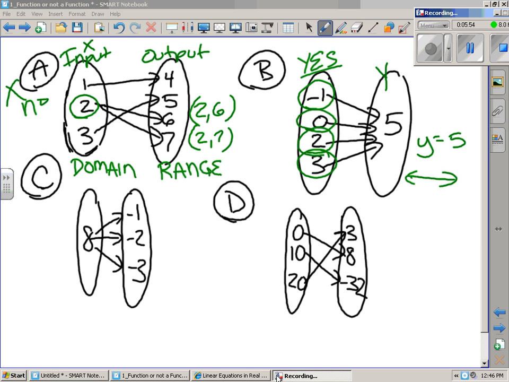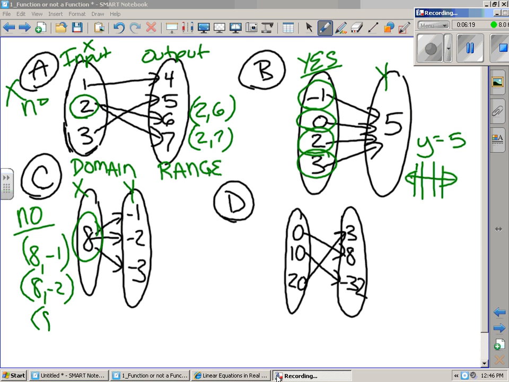And the rule for this would be y equals 5, which would form a horizontal line. If you think about putting vertical lines through it, you can see that it will pass the vertical line test. In C, when you look at this problem, one x value has multiple outputs, and that's a problem. This is not a function. And it's not a function because 8 has an output of -1, 8 has an output of -2, and 8 has an output of -3, so it's not a function.